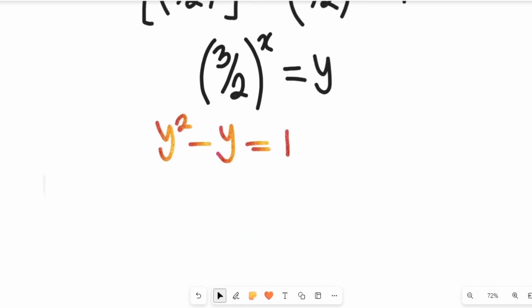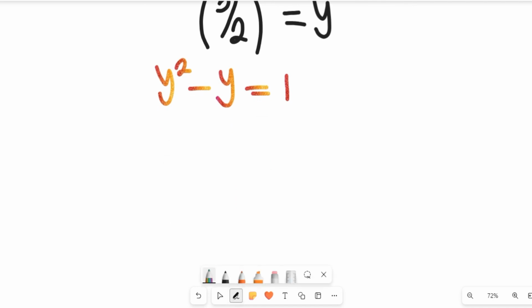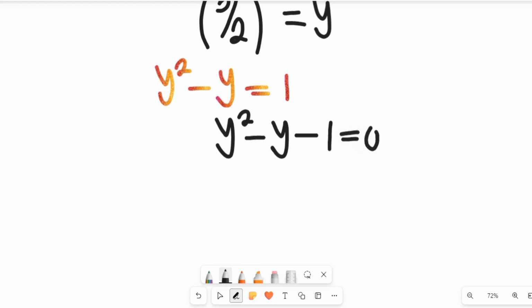So if we bring 1 in the left hand side back to the right hand side, we'll have that expression to be y square minus y minus 1, and this will be equal to what? 0. Now this is a quadratic equation. To solve this quadratic equation, as we said earlier on, we are going to use the quadratic formula.